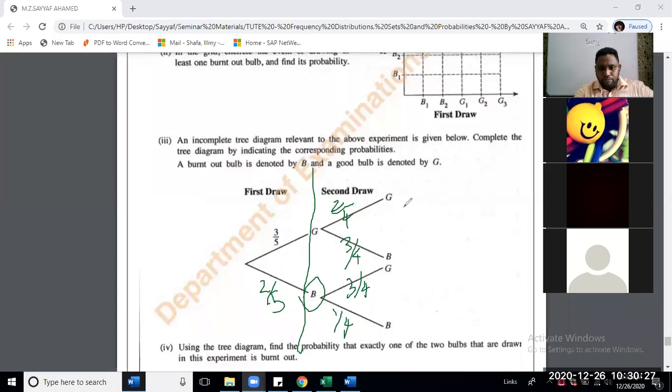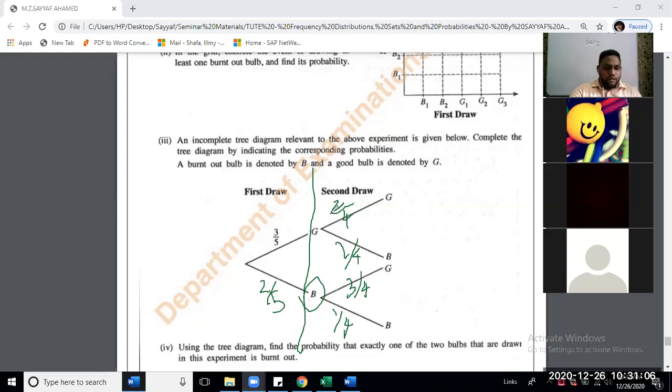In the second row, B branch 2 over 4. Yeah, this is 3 over 4, right? Yeah, it has to be 2 over 4. So the total has to be always 4 out of 4, right? Isn't the second row 1 out of 4? Yeah, it's 1 out of 4.